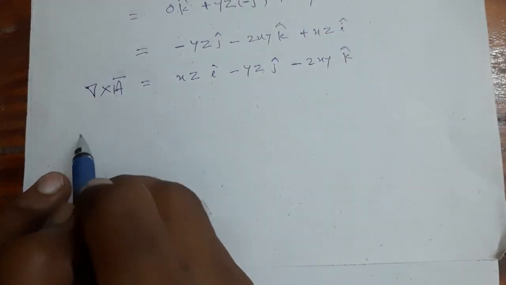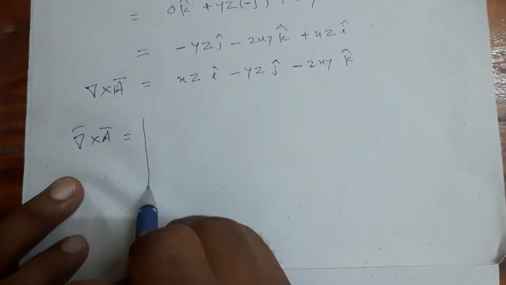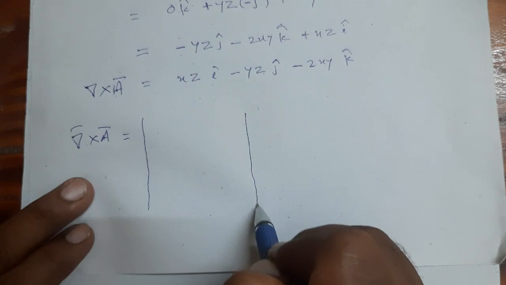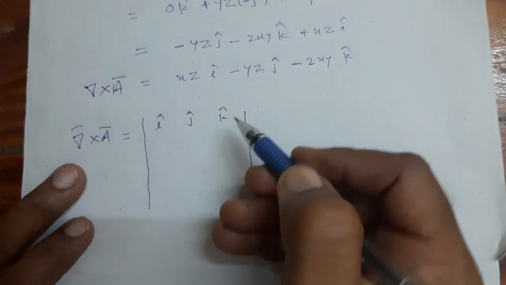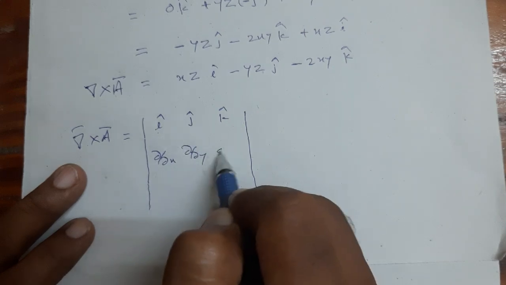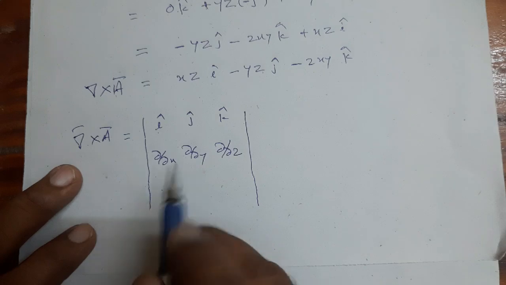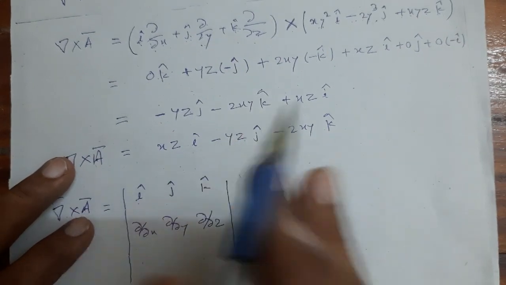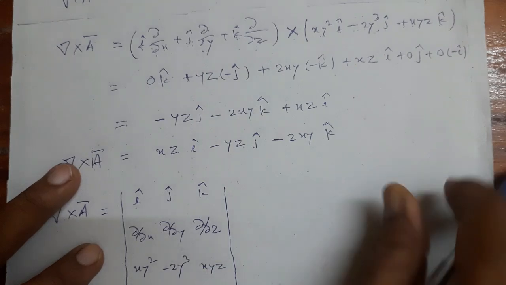Another way to calculate this curl of A bar is use of the determinant we have observed last time. Here I will have to write the first row as i cap, j cap, k cap. The second row is ∂/∂x, ∂/∂y, and ∂/∂z. The third row is the coefficient of A bar. That means it is x y square, minus 2y cube and x y z.